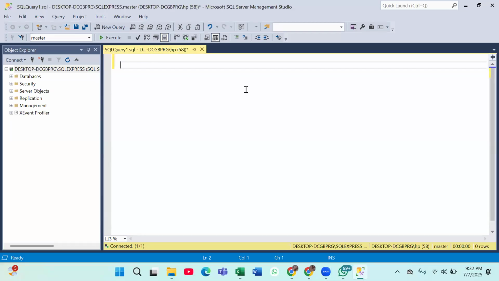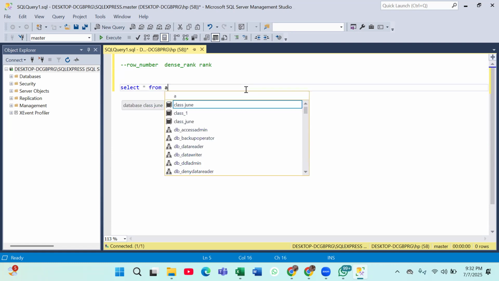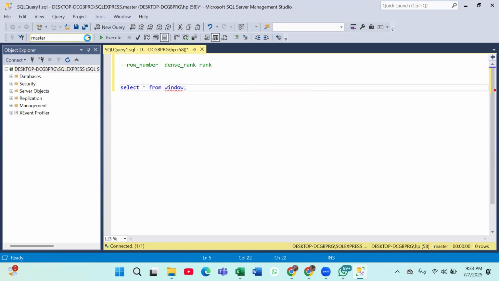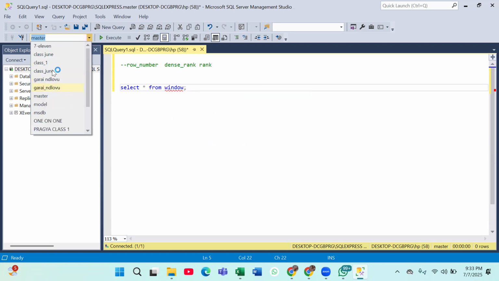So we were doing window function. Now today we will do some analytical window function. I have already told you about row number, dense rank, and rank. Do you guys remember about that? Do let me know if you remember that or not.